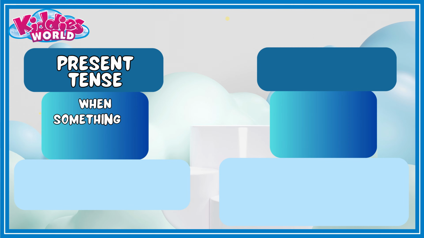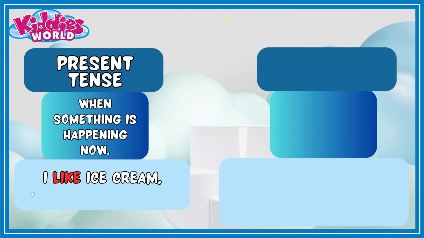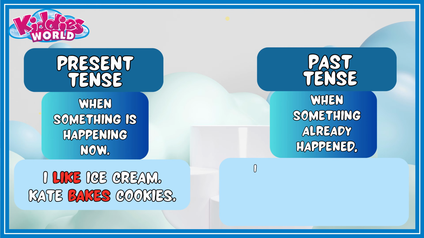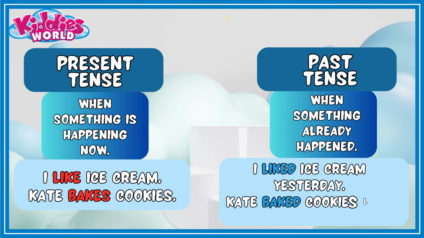Present tense is when something is happening now. I like ice cream. Kate bakes cookies. Past tense is when something already happened. I liked ice cream yesterday. Kate baked cookies last week. Can you hear the difference? Like, liked. Bake, baked.